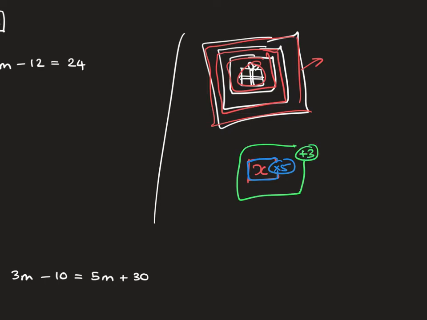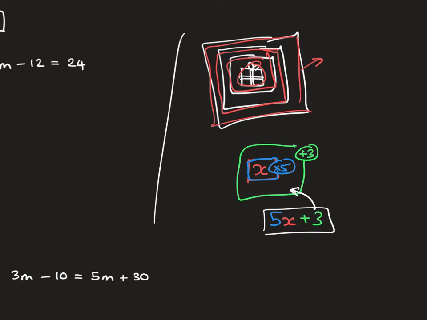Now, what would that look like? Well, we'd have our X, and timesing it by 5 would be like this, and then adding 3 would be like this, and that's following BIDMAS. There we go. So that would be our equation here, and it is represented by this.